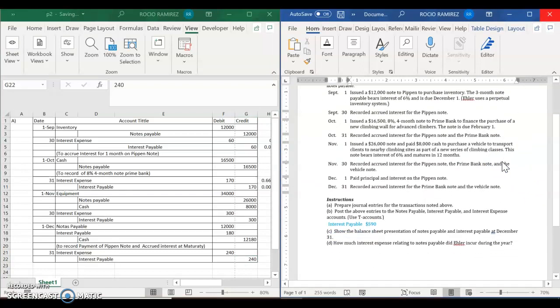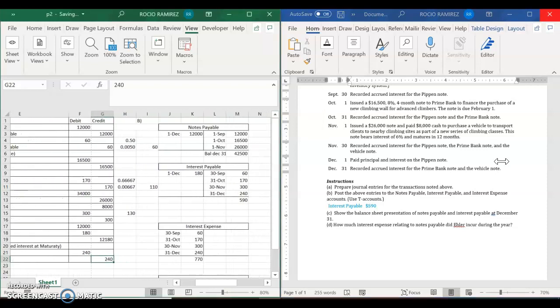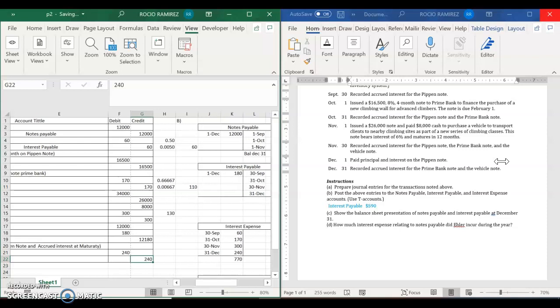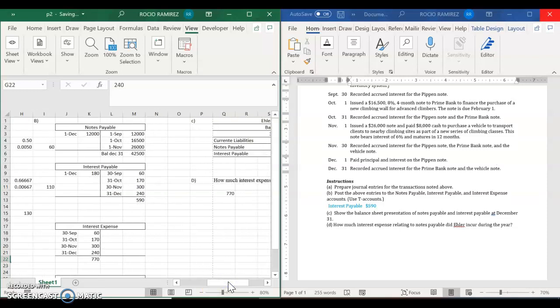With this, we already met the first request, which was prepare the journal entries for the transactions noted above. Next, it's post the above entries to the notes payable, interest payable, and interest expense accounts. So it gave us a hint. The hint is 590 for the interest payable.